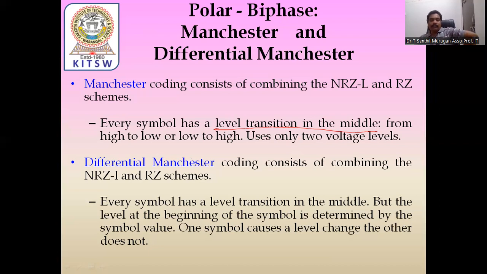In differential Manchester, what will happen? The same transition concept will be there, but we use the inversion technique. In the inversion technique, a value of 1 means inversion will be there, and a value of 0 means there is no inversion.